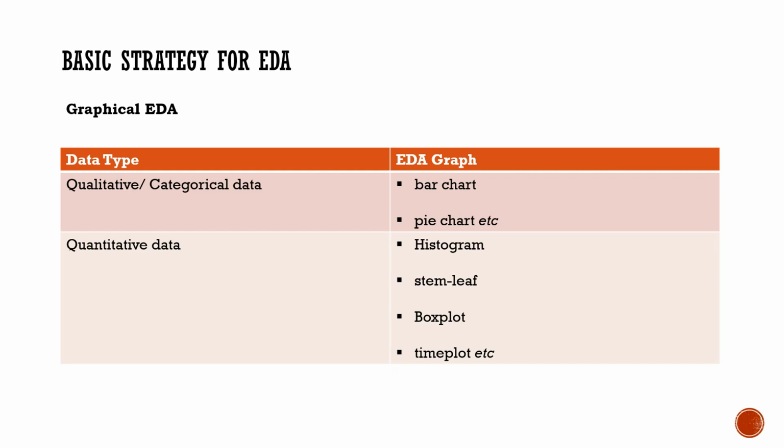And now let's look at the strategies that you can apply. When you are doing graphical EDA, you basically want to present your data using different graphs. If your data is qualitative or categorical in nature, you might want to apply a bar chart or pie chart. And if you have quantitative or numerical data, you want to apply graphs such as histogram, stem and leaf, box plot, time plot, and so forth.